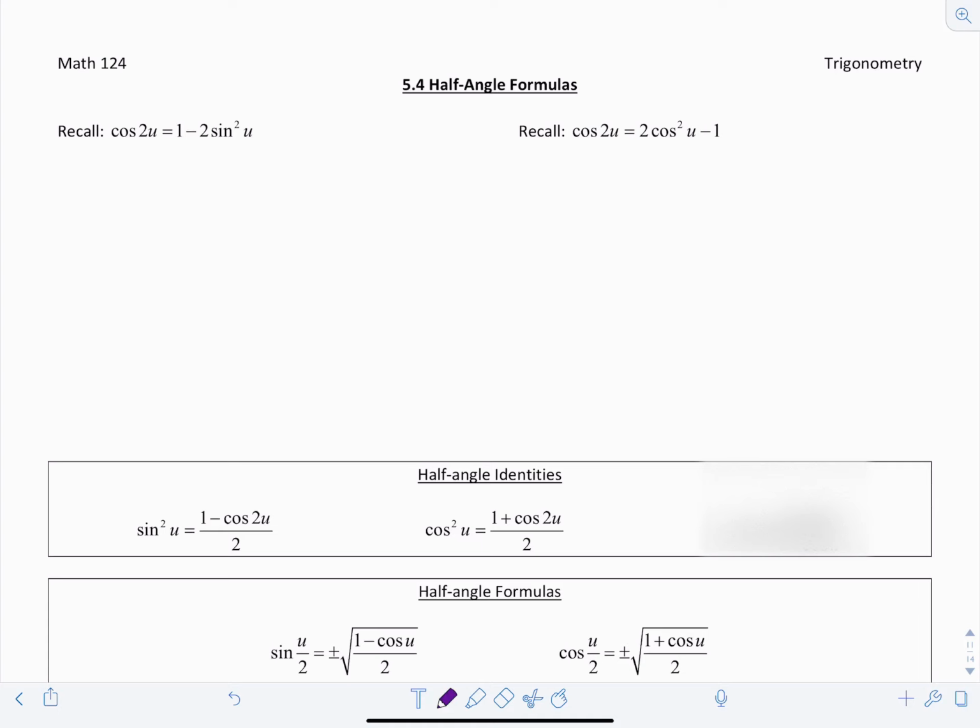We'll be wrapping up chapter 5 with section 4, half-angle formulas. So first I'm going to show you the derivation for these formulas, and they come from using both versions of the cosine double angle identity.